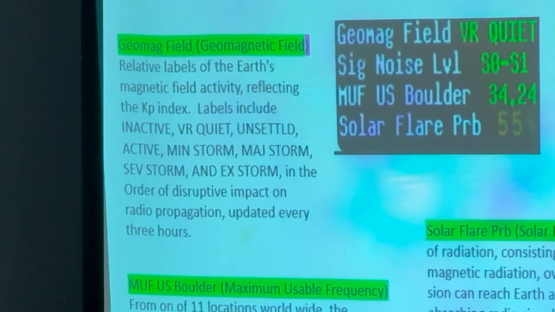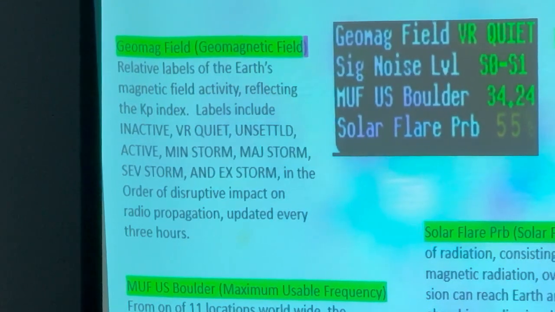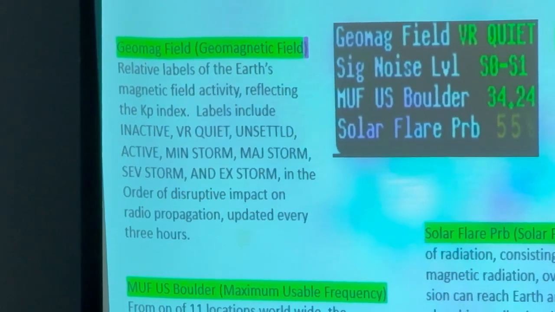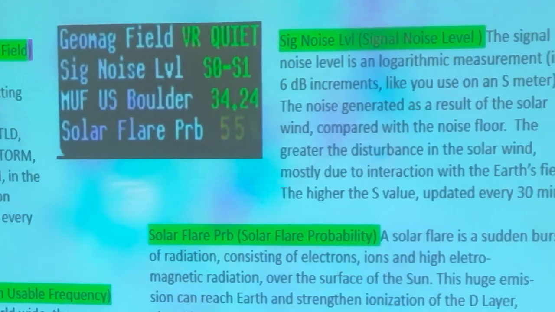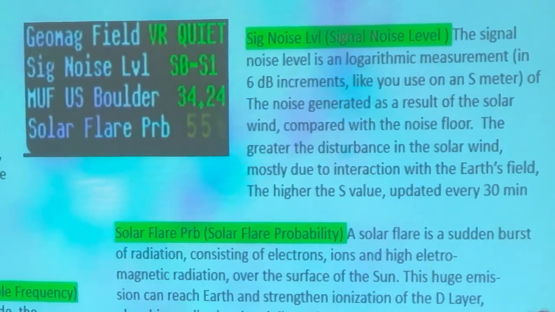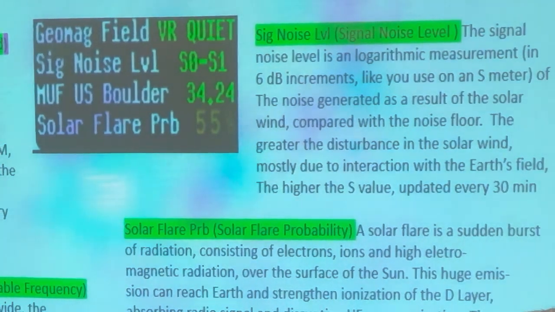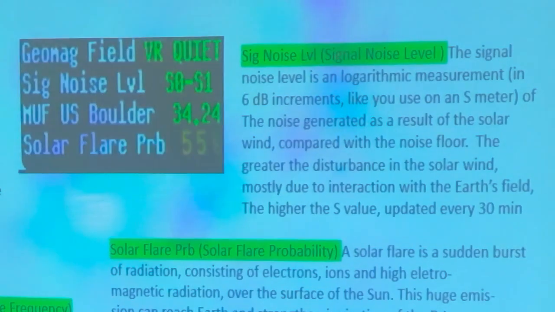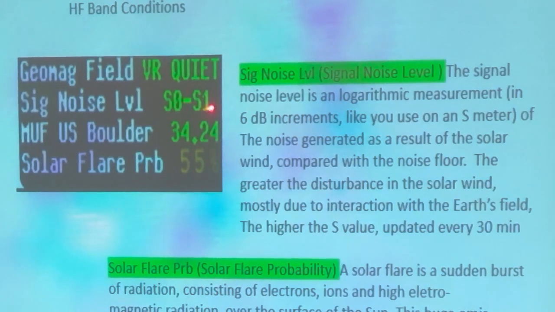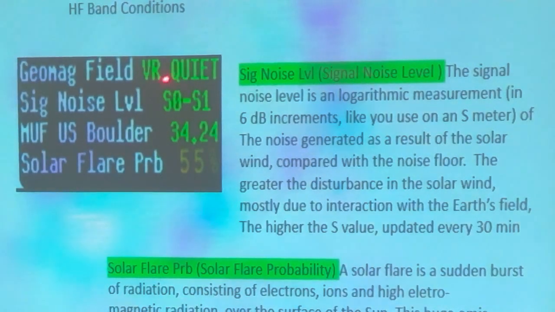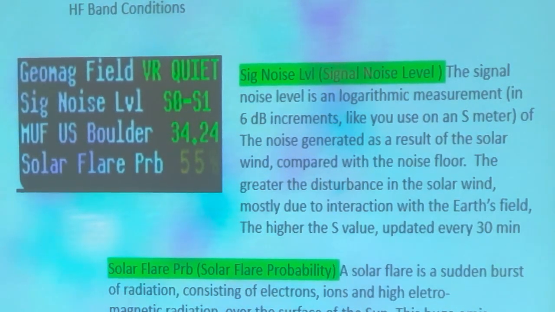Then they have the signal to noise ratio, and they use, like in 6 meter, decibel dB increments, just like your S meter there. And S0 to S1 is not bad. If you get up to a 7 or 8, you're beginning to have some difficult listening conditions. Turn on the amplifier.